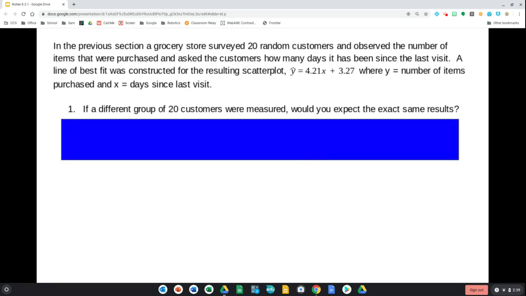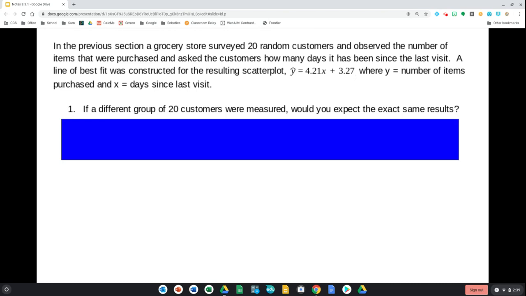When we were working through some of these problems where we were finding linear regression equations, we had this example of a grocery store that had surveyed 20 random customers. They'd observed the number of items they'd purchased and found out how many days it had been since they'd last been there, and had come up with this regression equation: the number of groceries that they buy is going to equal 4.21 times the number of days it's been since their last visit to the store plus 3.27.